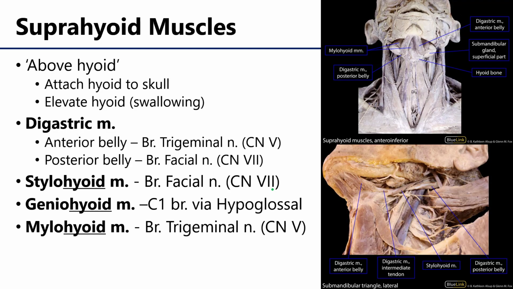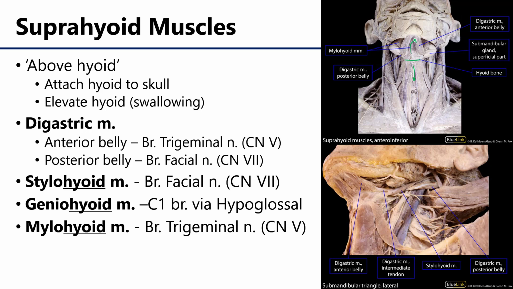Next up are the suprahyoid muscles. So we have the infrahyoid muscles, which are below the hyoid, and the suprahyoid muscles, which are found above, or superior to, the hyoid. These muscles variously attach the hyoid bone to the skull and are important in the swallowing, or deglutition, reflex in elevating the hyoid bone. So there are four major pairs of suprahyoid muscles that we'll see in coming labs.